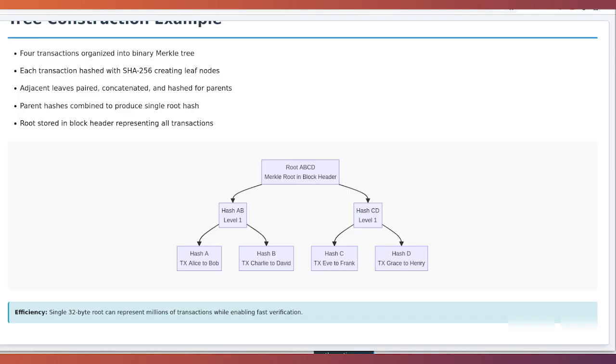For the final level, we concatenate hash AB and hash CD, then hash the result one more time. This gives us the Merkle root. This root hash is stored in the blockchain block header and serves as a compact representation of all four transactions. What's remarkable is that this single root hash, typically just 32 bytes for SHA-256, can represent millions of transactions while still allowing efficient verification, as we'll see shortly.